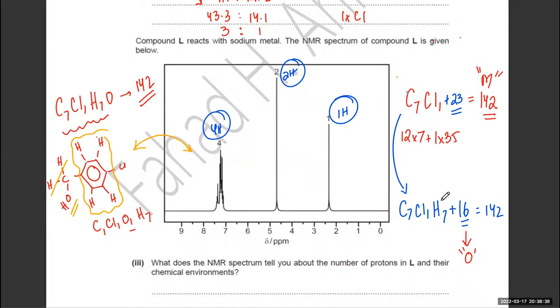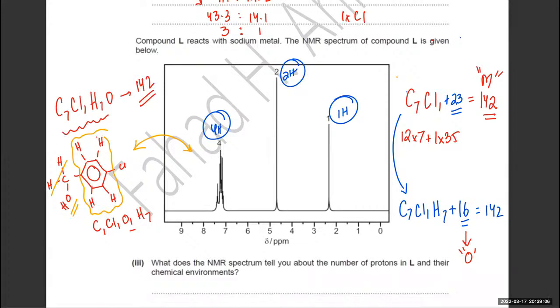If I add all of them up, I've got 7 carbons, 1 Cl, and 7 hydrogens seen over here. So to make it up to 142, there should be 16 more. There should be something that has a mass of 16. So that must be an oxygen atom. Is that clear? So now this is what I've figured out. This is the structure of the molecule.